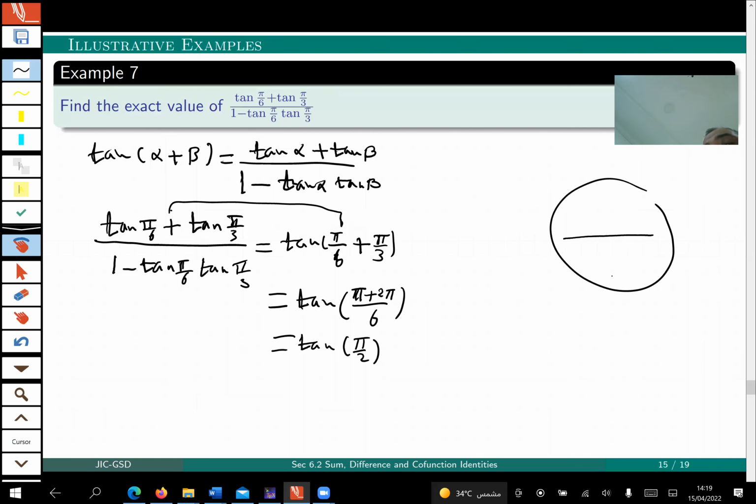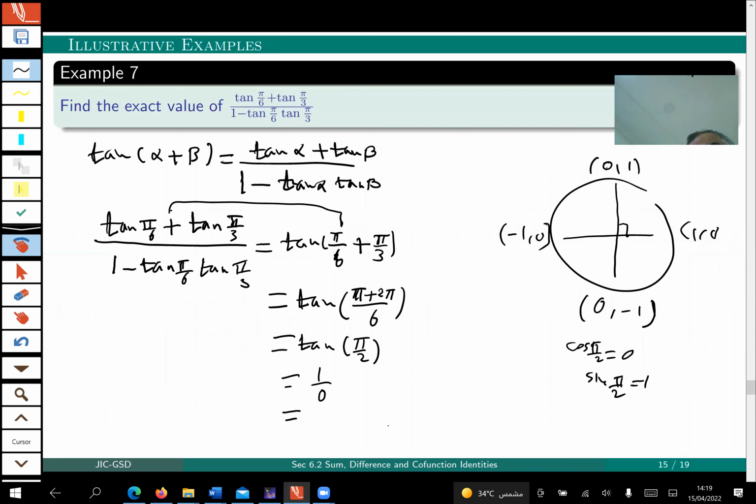We need the unit circle. The point for pi over 2 is 0, 1. Of course, we know the x coordinate for pi over 2 is 0, and sine pi over 2 is 1. If it is tan, it will be sine over cosine, which means 1 over 0, undefined.